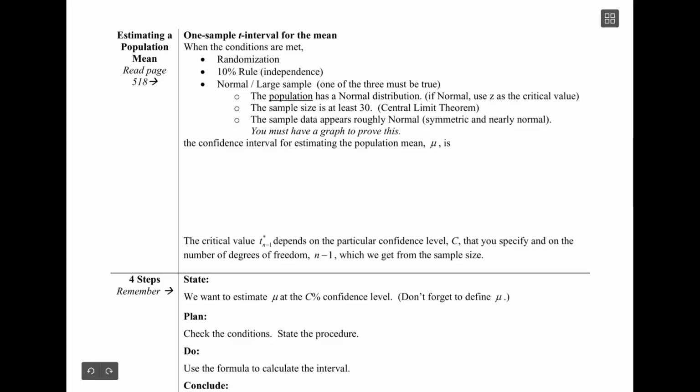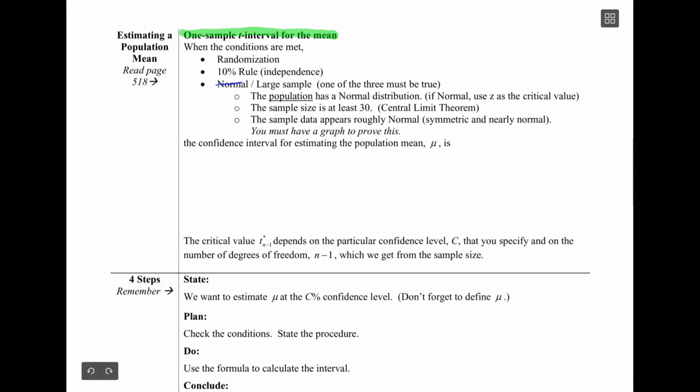Let's take a look at what new conditions need to be met for determining if we can proceed with the procedure for a one sample t interval for the mean. When the conditions are met, we've got to do randomization and 10% rule. Those two will always be standard. Those are the two you always check. The next one is normal or large sample.